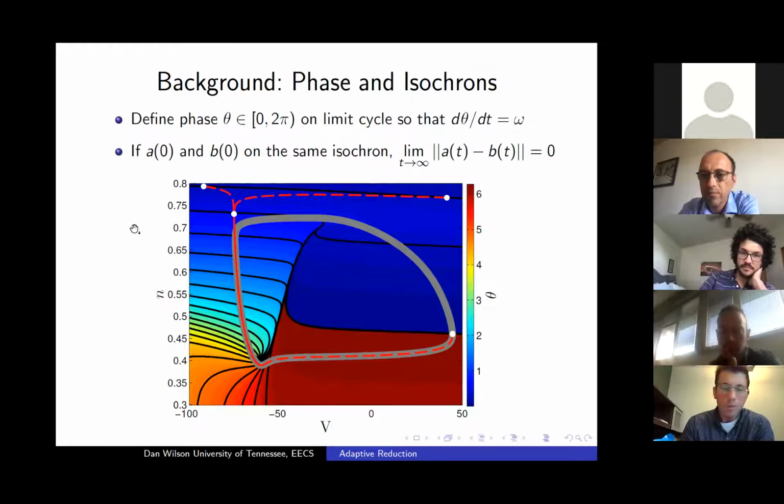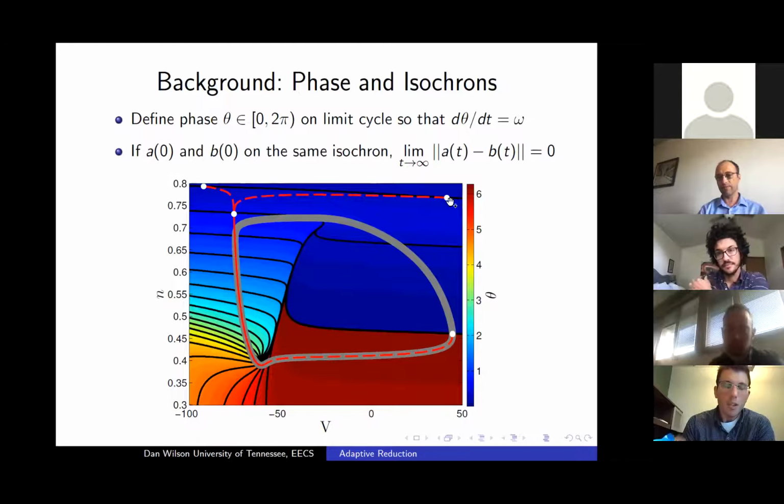In this slide, I'm showing a two-dimensional representation of the Hodgkin-Huxley equations. We have voltage on the x-axis and a gating variable on the y-axis. This system has a stable periodic orbit, which I'm showing in gray here, and I'm plotting out all the isochrones for the system in various colors. Not surprisingly, if you take two initial conditions, one here and one here, on the same isochrone and integrate the behavior forward in time, they both approach the periodic orbit and they do so together. They end up in the same spot in the limit as time goes to infinity.